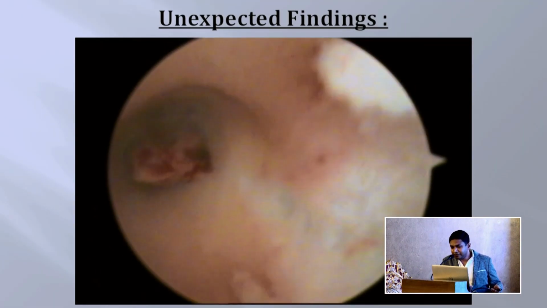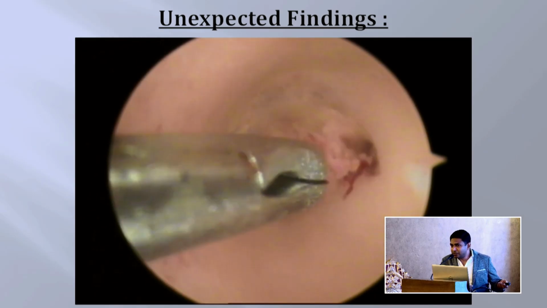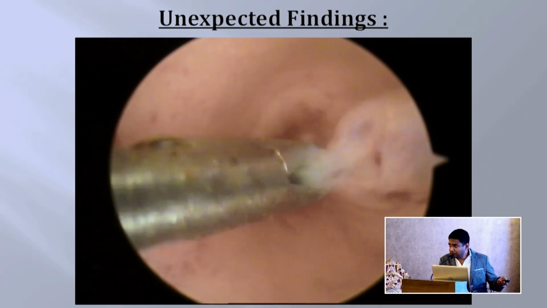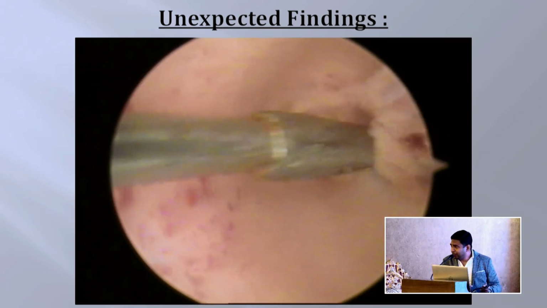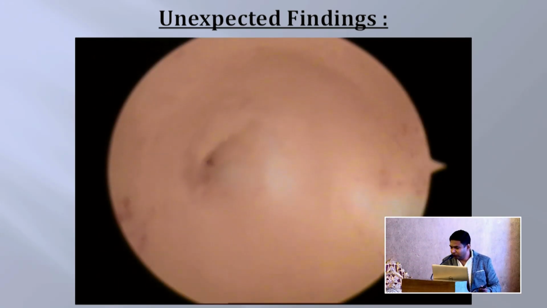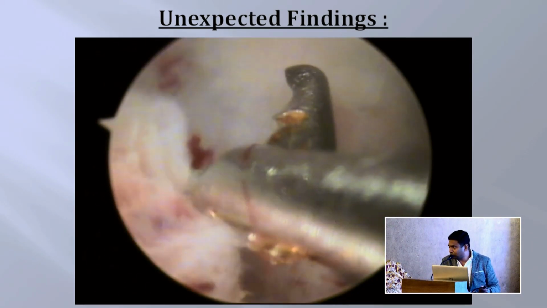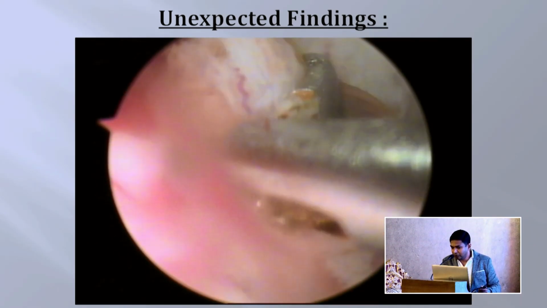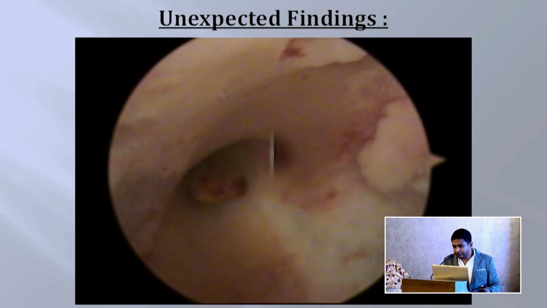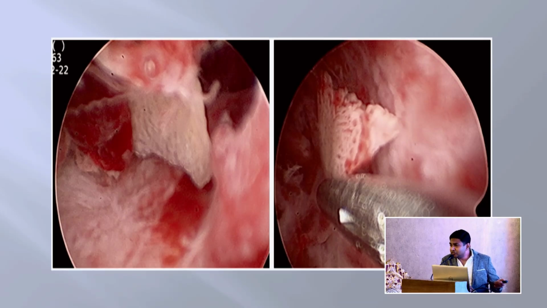Sometimes you get an interesting finding where retained products of conception are seen. Here you can see a patient had a previous D&C and some portion was stuck to the cornual portion, right side cornua. It was removed hysteroscopically. Then this is osseous metaplasia of endometrium, where you can see bone fragments formed in the endometrium, and you need to remove those fragments because it is one of the causes of infertility.